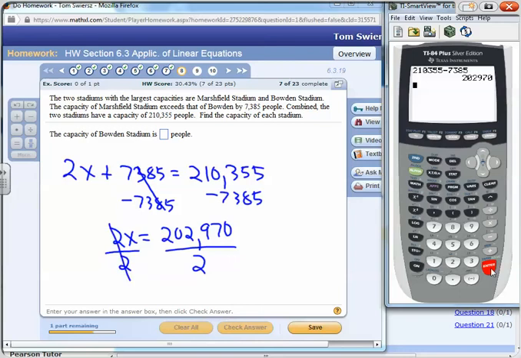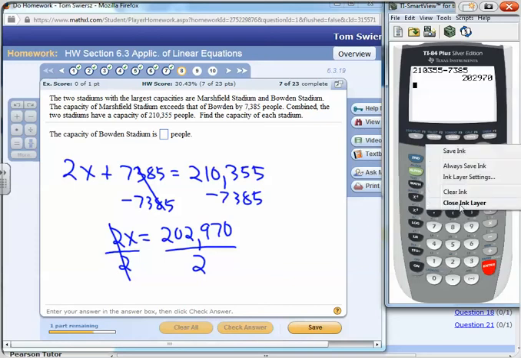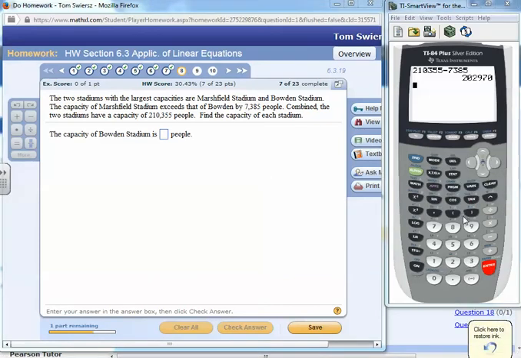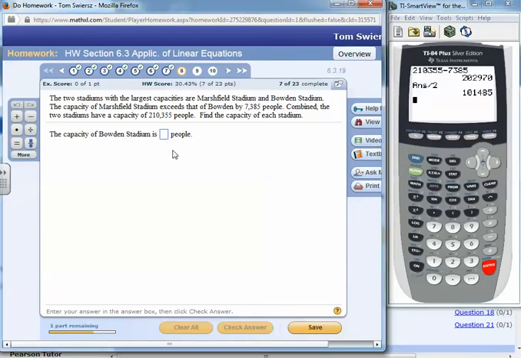So we reduce, 2 over 2 is 1X, which is X. So 202,970, we divide that number by 2. Okay, now that's X, right? Remember, X was Bowden. So Bowden has 101,485.